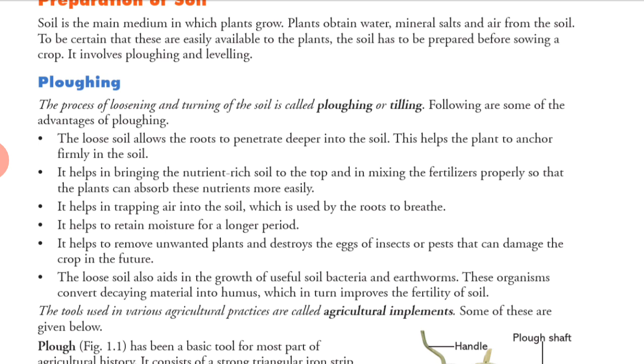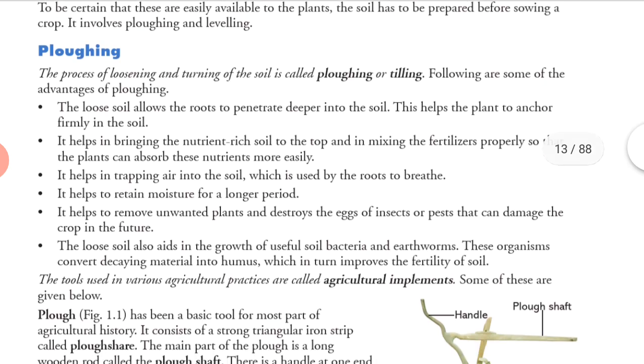It helps to remove unwanted plants and destroy the eggs of insects or pests that can damage the crop in the future. Loose soil also aids in the growth of useful bacteria and earthworms. These organisms convert decaying material into humus, which improves the fertility of the soil.